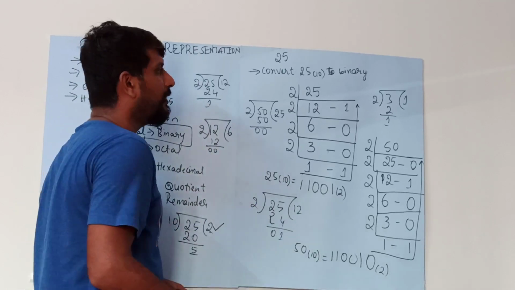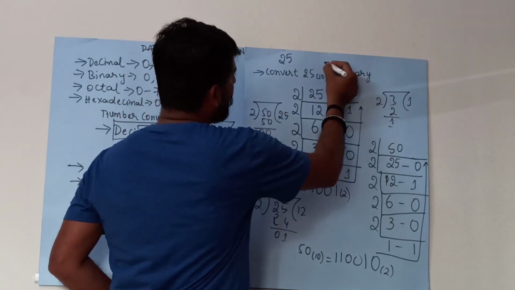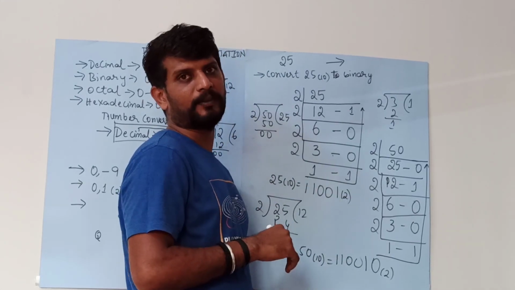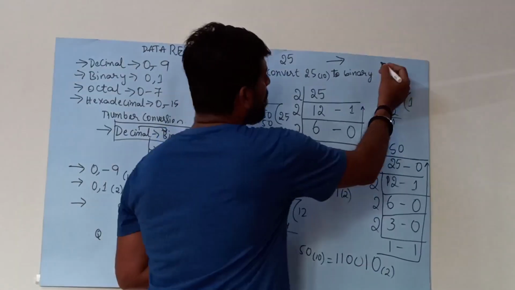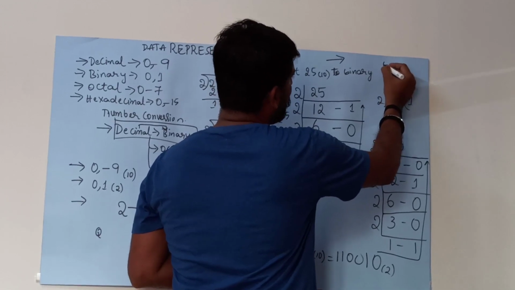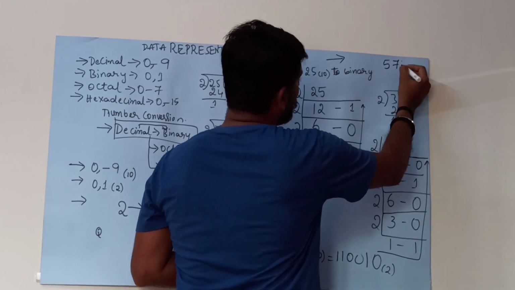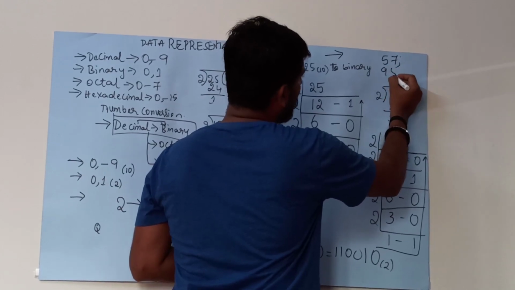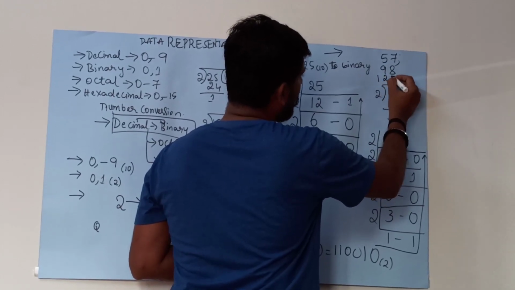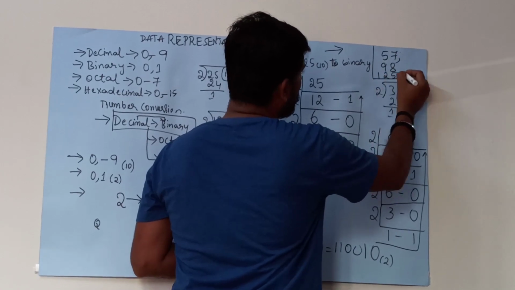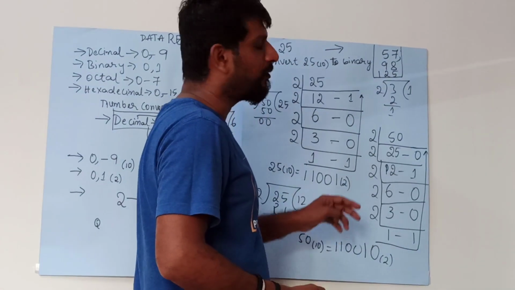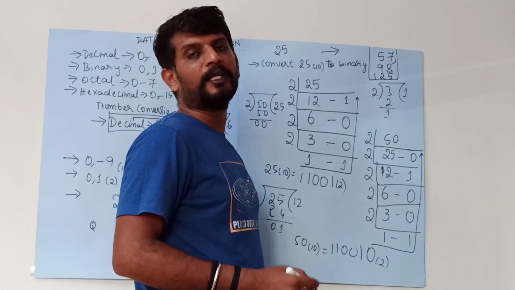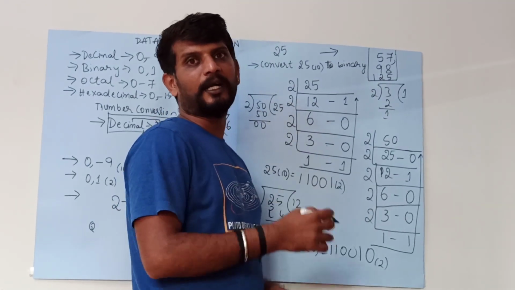For the assignment, what you will do is, convert these numbers to binary and send them to my WhatsApp number. Take these values: 57, 98, and 125. This will be your assignment. You have to convert 57, 98 and 125 into binary numbers.